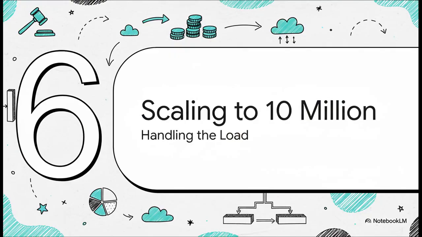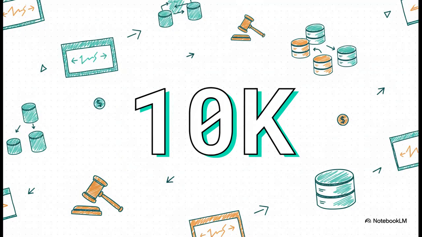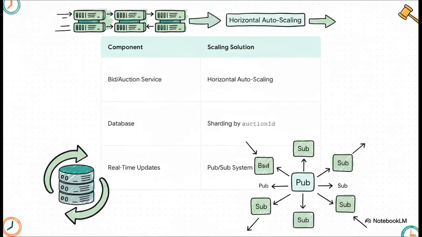Okay, our system is now reliable and it's consistent. The final challenge is scale. How do we get this design to handle 10 million concurrent auctions? And let's just put that scale into perspective for a second. At peak, we are talking about 10,000 bids hitting our system every single second. That is an immense amount of write traffic that we have to handle flawlessly. So how in the world do we do it?